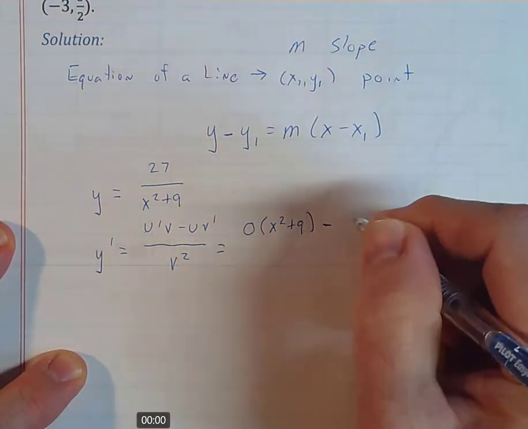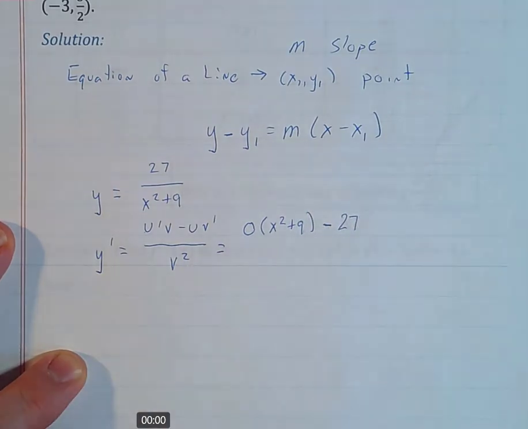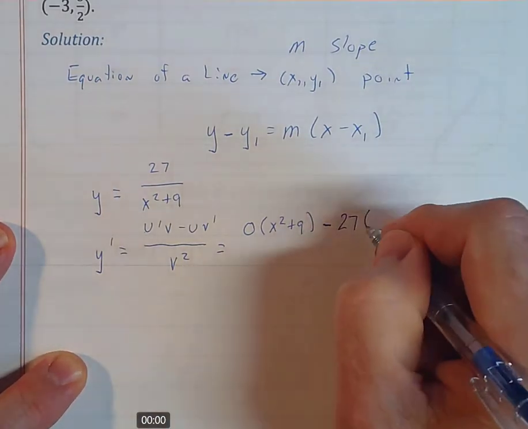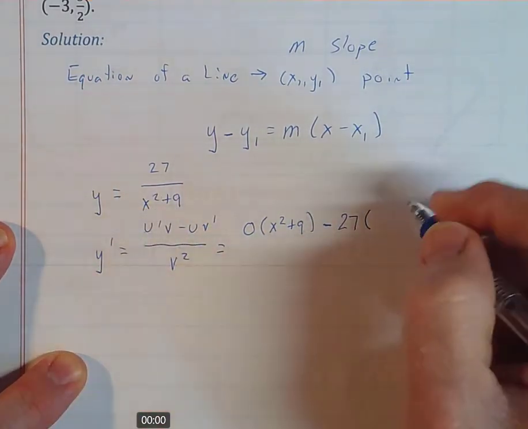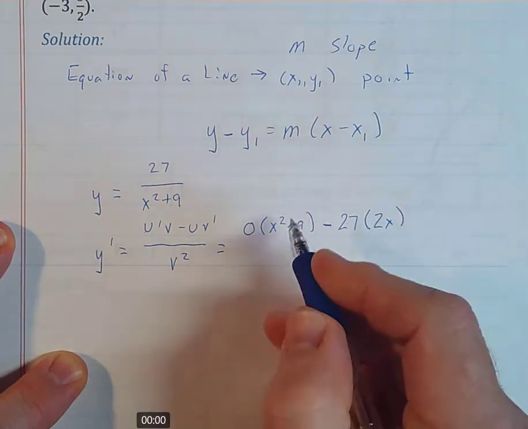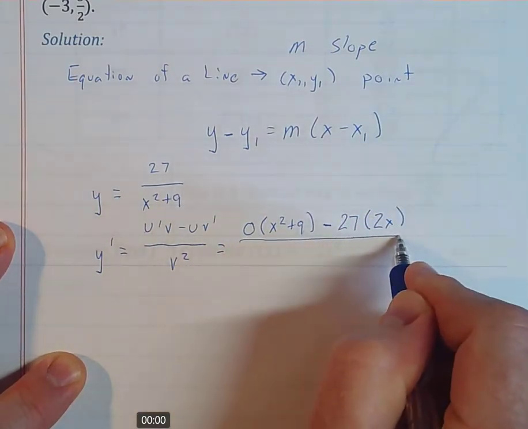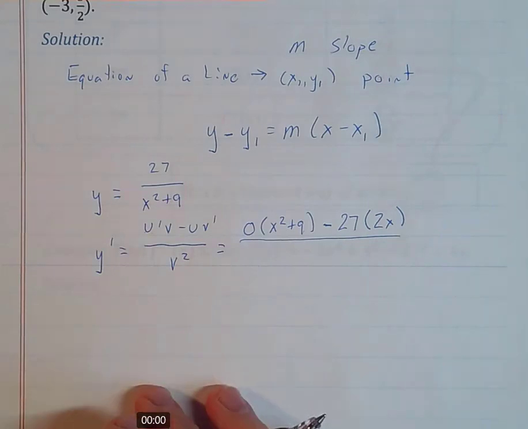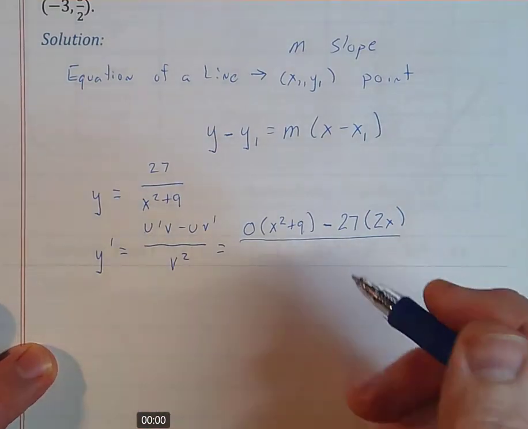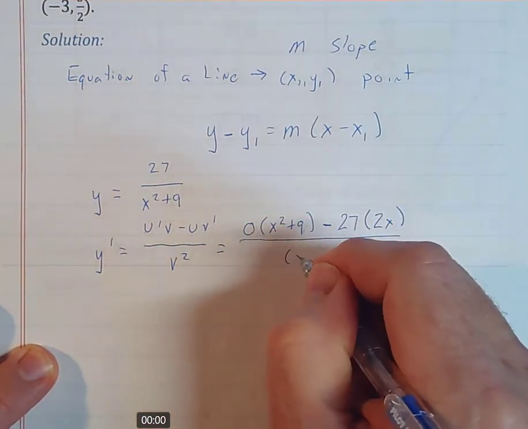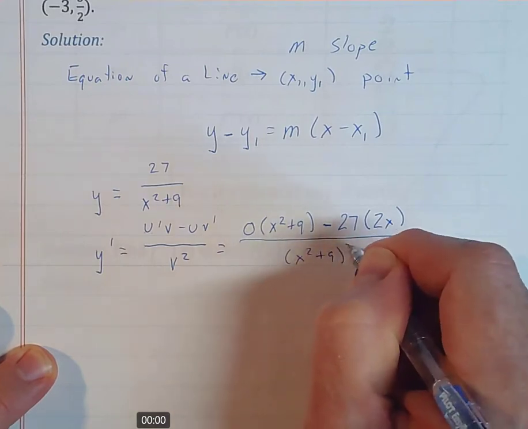Minus u, which is the top, that's 27, times v prime. So the derivative of the bottom is 2x. And all of that goes over x squared plus 9 quantity squared.